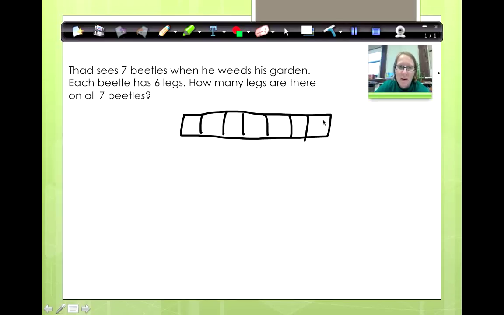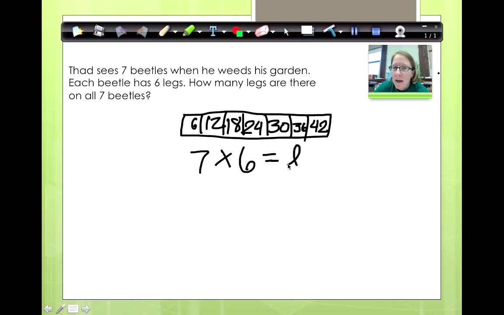How many legs are there on all? So there's 6 legs here. 6 plus 6 is 12, 18, 24, 30, 36, 42. Now let's set this up as a problem with an unknown. So I have 7 beetles and they have 6 legs, and I want to know how many legs there are. So I'm going to say L for legs. I'm doing a cursive L so it makes sure it's not a 1. All right, so my L is going to be 7 times 6, which is what? It's 42. So L equals 42.